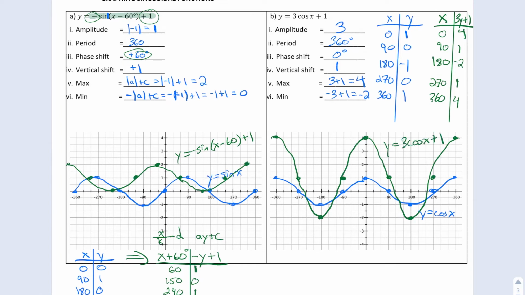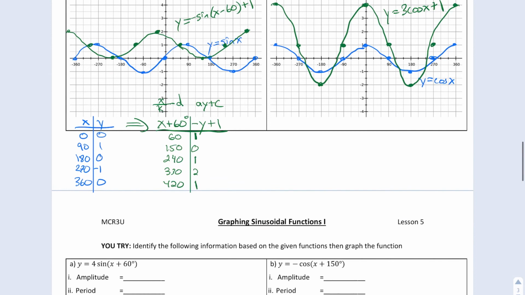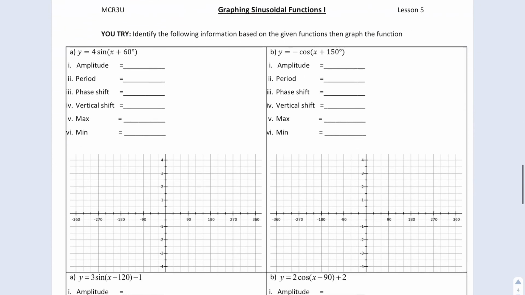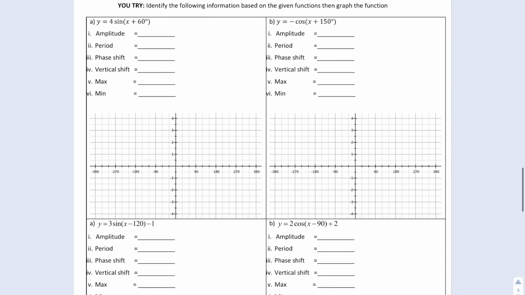Like that. All right. So that's the process. Take those key points for sine or cosine and then see if you can transform them. So what I'd like you to do is to use this as a guide 100%, but see if you can try these.